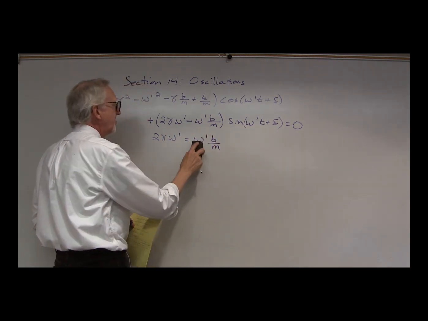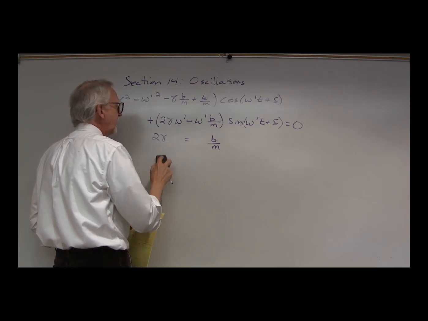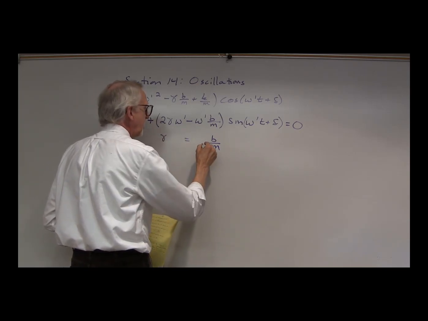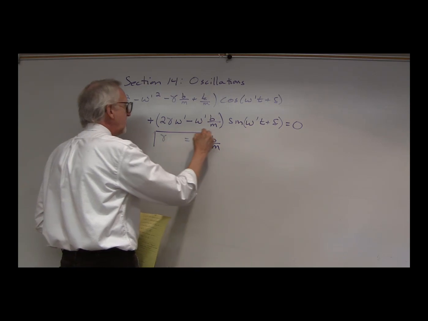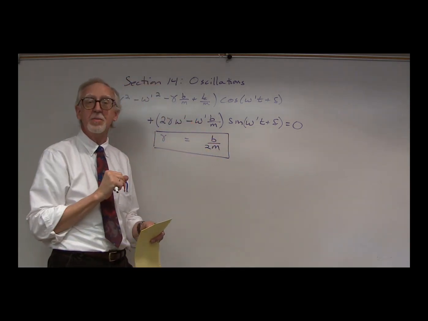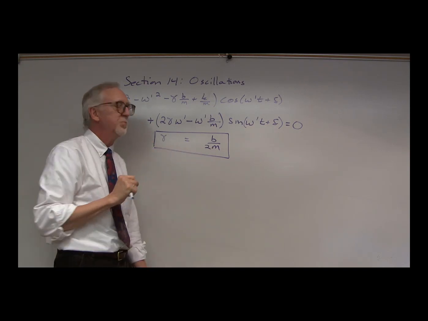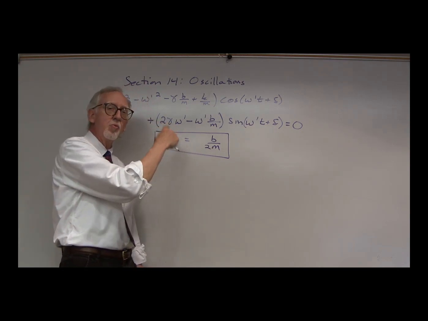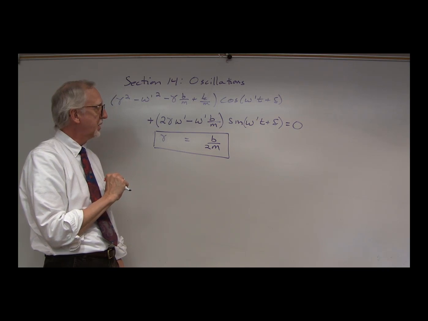Well, we could cancel off the omega prime and divide by 2, and what do we have? Gamma, the decay factor that we had for the amplitude, e to the minus gamma t, we find is b over 2m. That tells us how rapidly the amplitude decreases.